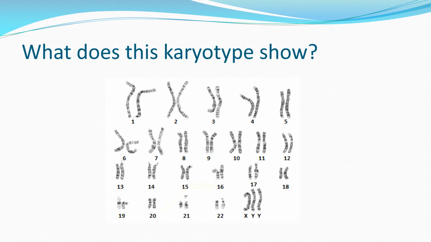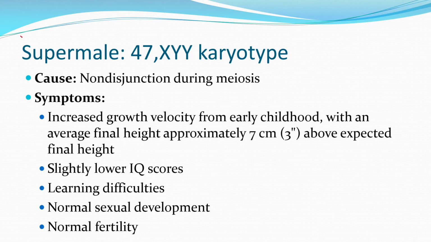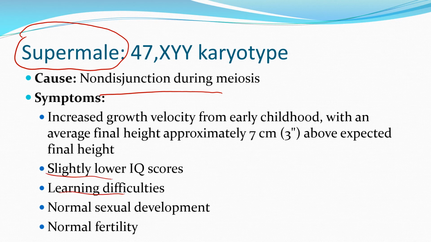Next, what does this chromosome show? What do you notice, hopefully, right here. We talked about 47XXY, now there's 47XYY. So this is a super male. We talked about the other one before, we'll talk about that in a minute. Non-disjunction during meiosis, that's when this occurs. You have increased growth velocity from early childhood, and they're expected to be a little bit taller than normal. Slightly lower IQ, have some learning difficulties, but fertility and sexual development is normal.